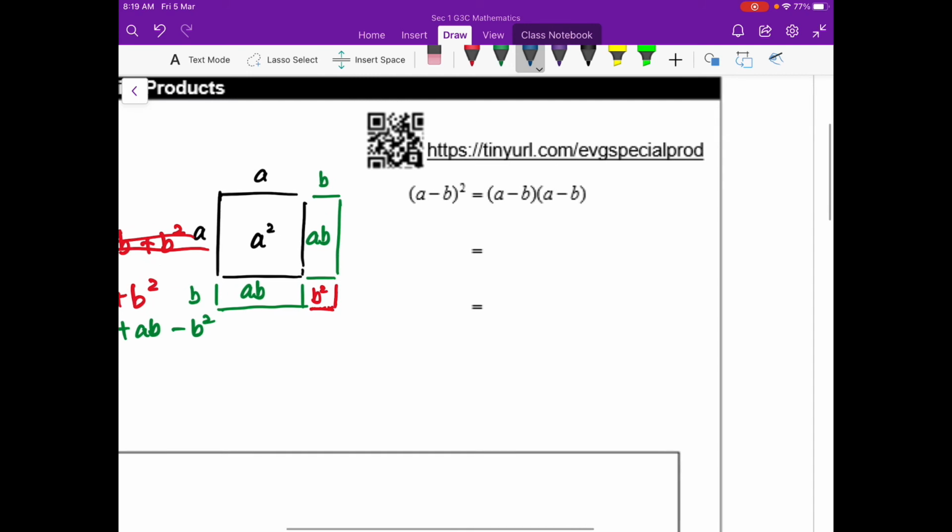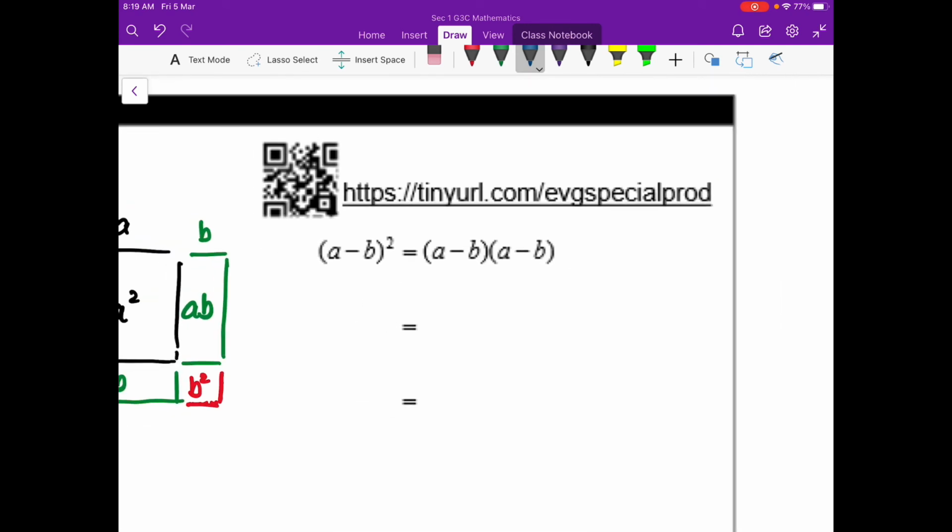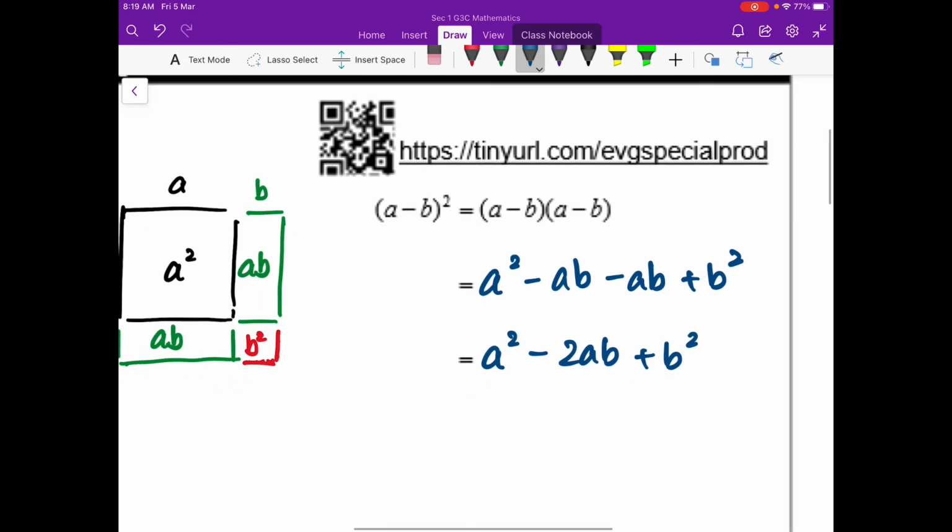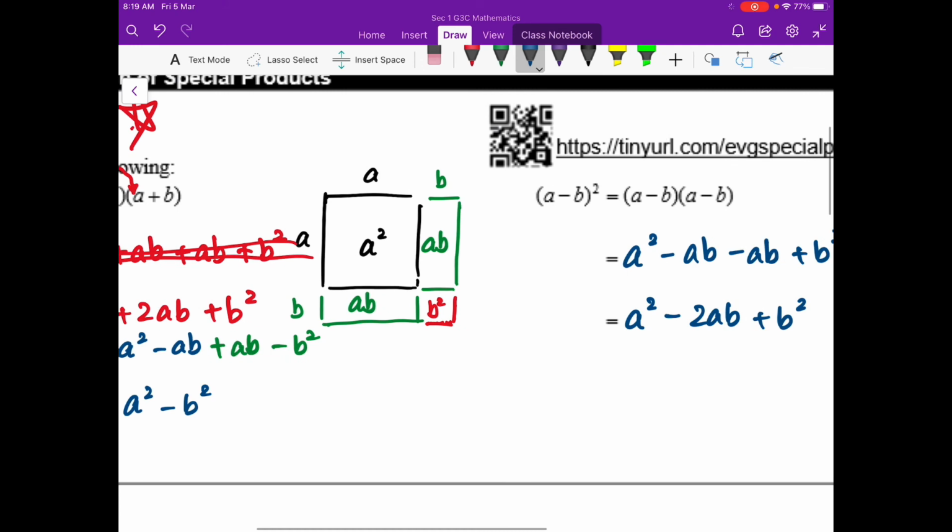A minus B squared. So A minus B times A minus B. Same thing, we have A squared, then minus AB, minus BA, which is the same as minus AB again, plus B squared. Because negative B times negative B gives us positive B squared. So this is A squared minus 2AB plus B squared. Okay, in the same way, there is a 2 over here. But this time it is a negative 2 because of this negative sign.